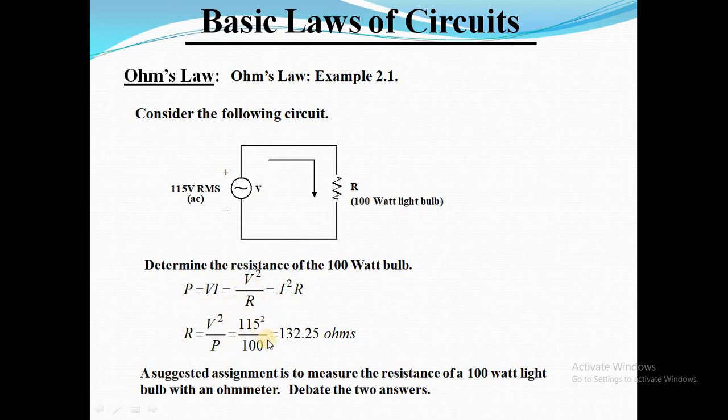So how much voltage is given? 115 square divided by 100 is equal to 132.25 ohms. So how much resistance is required for this 100 watt light bulb? We require 132.25 ohms. A suggested assignment is to measure the resistance of the 100 watt light bulb with an ohm meter.